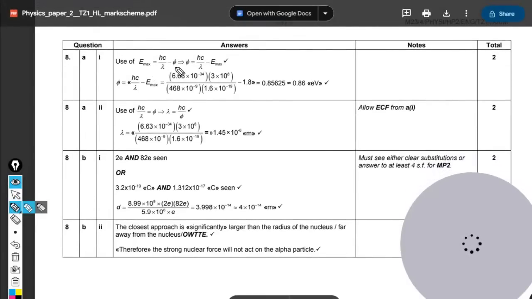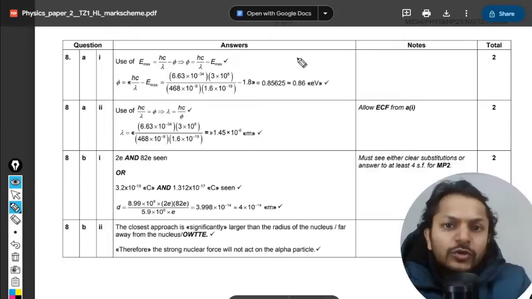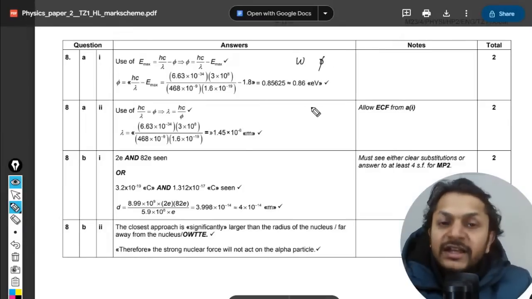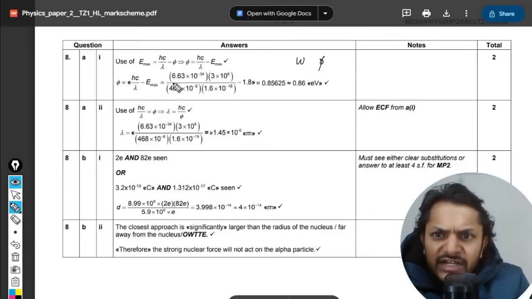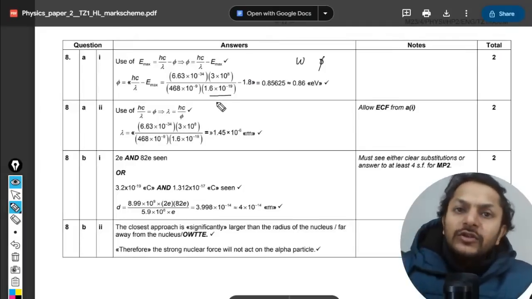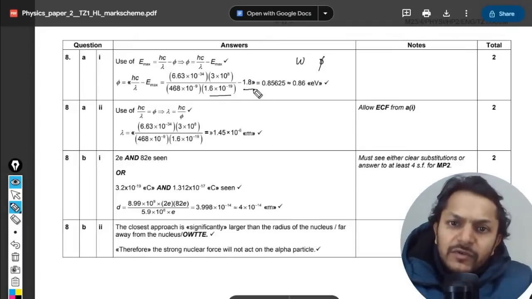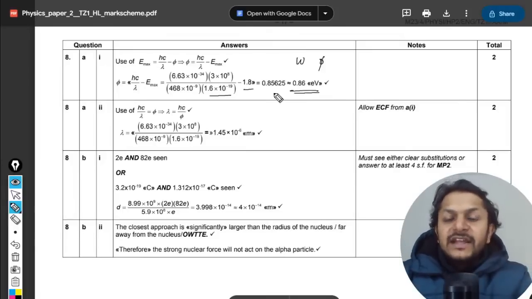Emax is given as hc by lambda minus work function. As I've already told you, I wrote it as W, they are writing it as phi. So phi is equal to hc by lambda minus Emax, it is the same thing. So this is hc by lambda, and this is to convert joule into electron volt, and we would be subtracting 1.8 out of it, so you are getting 0.86 electron volt.